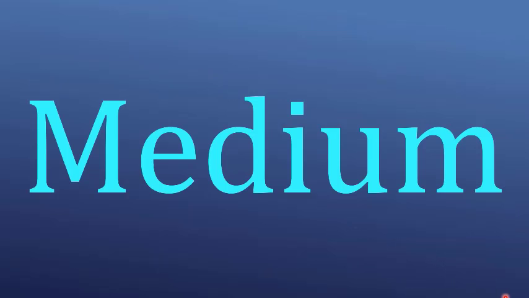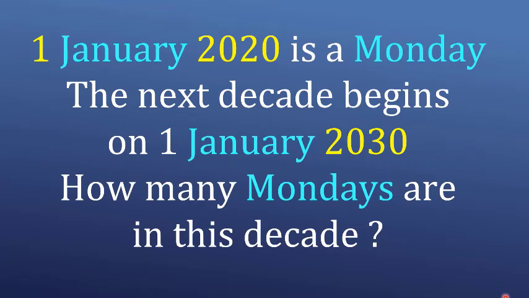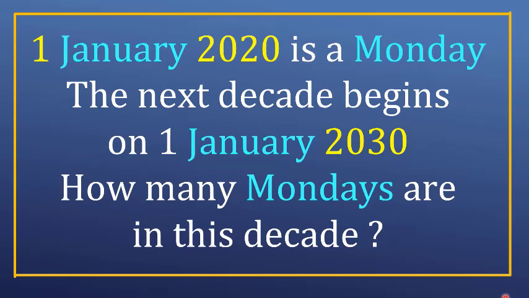So let's solve the medium one. It says what? The 1st of January 2020 is a Monday. This is also a Malaysia problem, Olympiad problem, IMO NST. These types of problems are useful in many exams. The next decade begins on the 1st of January 2030. How many Mondays are in this decade? So we should calculate from 2020, 2021, 2022 up to 2029, means from 2020 to the last year 2029.